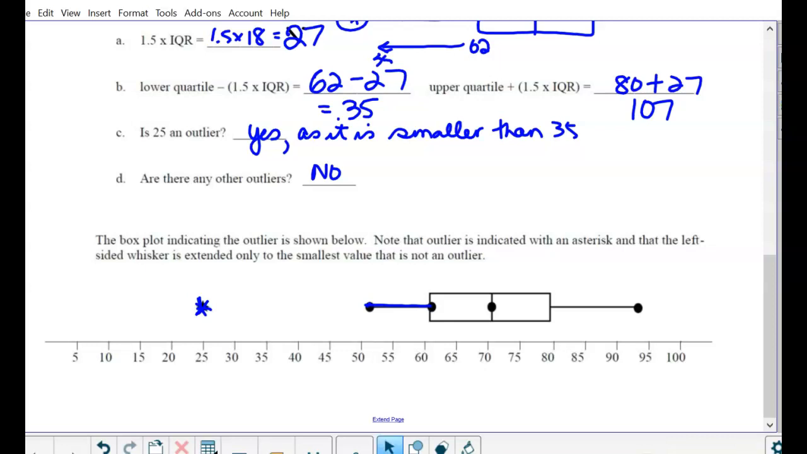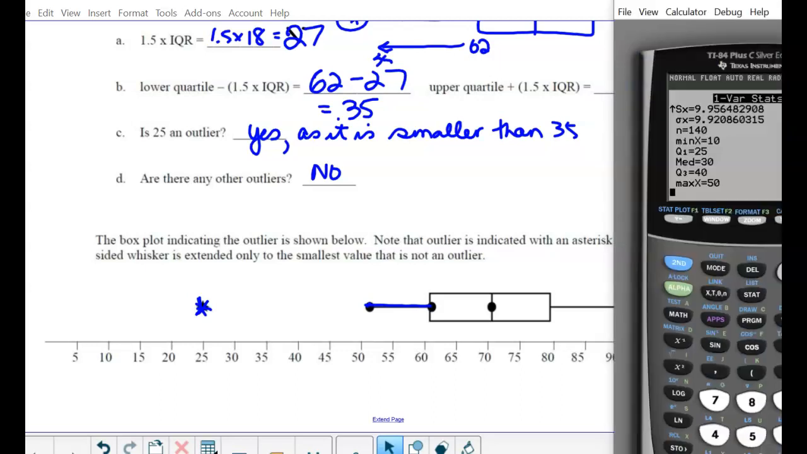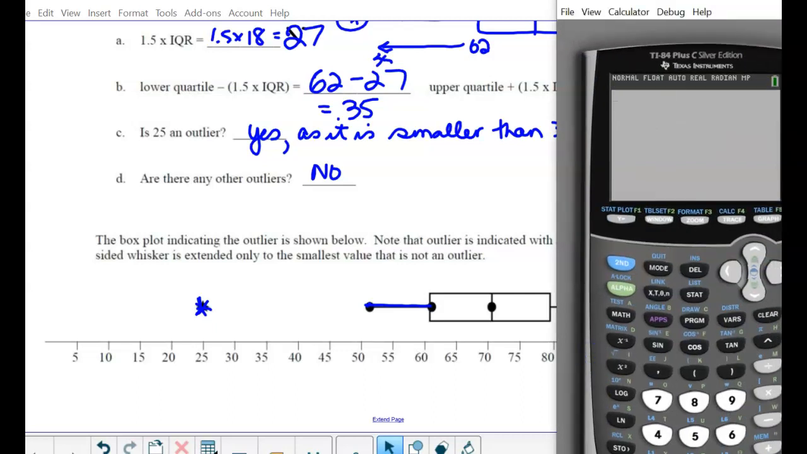And then the last thing we want to do is use our calculator to actually draw a box plot. Again, are you really going to use your calculator that often to draw it? Not really, but it will check for outliers for you. So that might be a good thing. So what do you do for this?